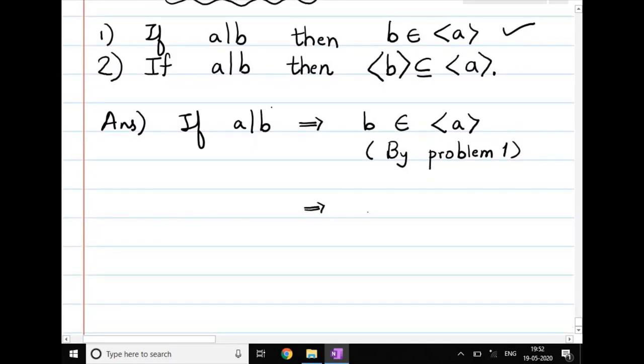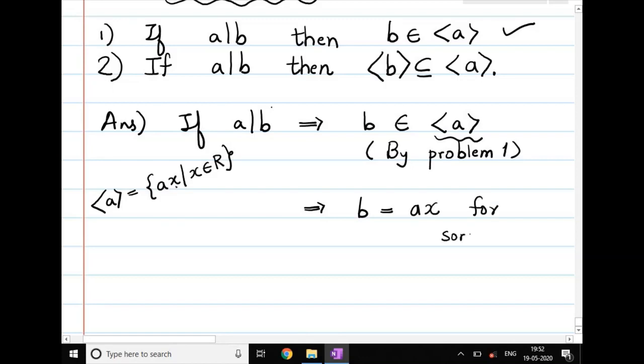Therefore, what? B is equal to what? The ideal generated by A. We know that the ideal generated by A means all multiples of A, where the other number is an element of R. So this means that B is equal to AX for some X in R. So remember this: the ideal generated by A means the collection of all multiples of A.